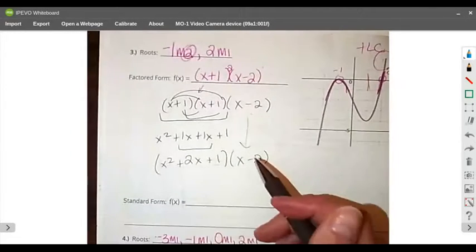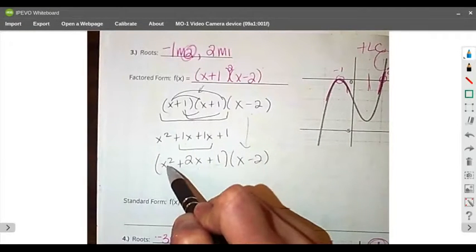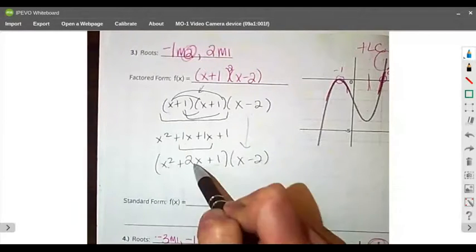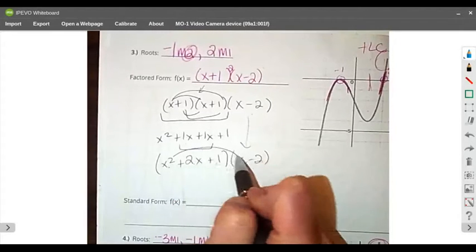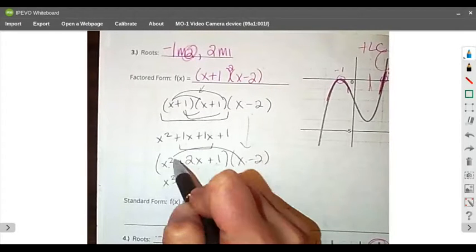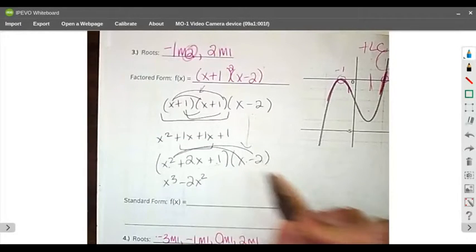You can do it with the box method, or just be really careful and make sure that you multiply this by both of these, this by both of these, this by both of these, and then combine like terms. So ready? Here we go. X squared times x is x to the third. X squared times negative 2 is negative 2x squared.